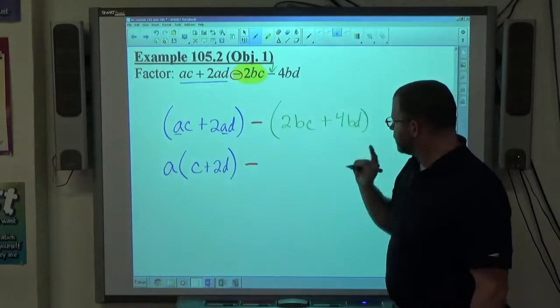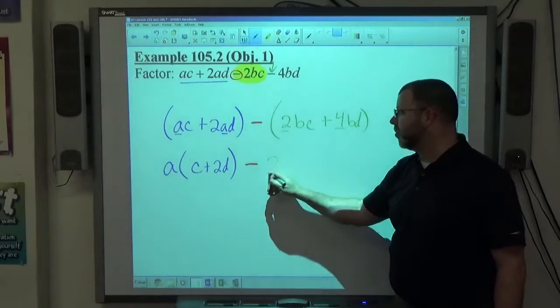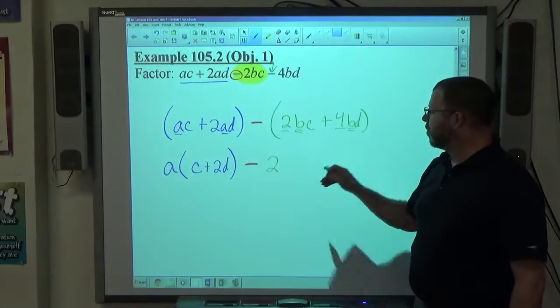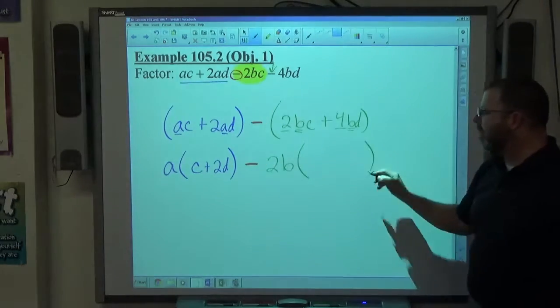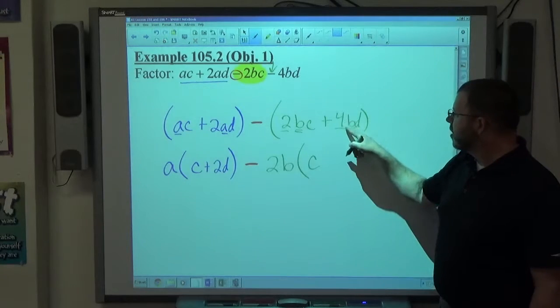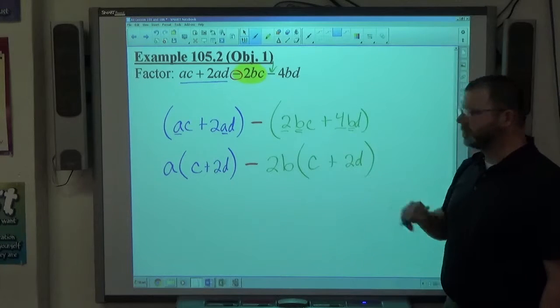Second group. 2 and 4 both divide by 2, so numerically 2 is a common factor for both of those. B and B is in both terms, so B is a common factor to both of those. If I take 2B out of each object, 2B out of 2BC leaves me with C, 2B out of 4BD leaves me with 2D, and it's a plus in the middle.